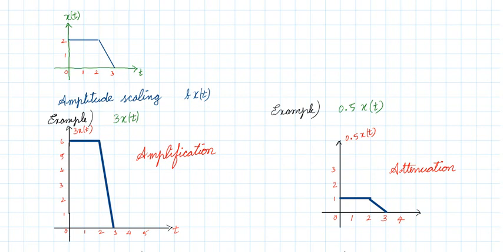Suppose it is minus 3, what will happen? 2 will become 2 into minus 3. The signal will come in the negative direction, minus 6, in the negative amplitude. Right? This is called amplitude scaling.